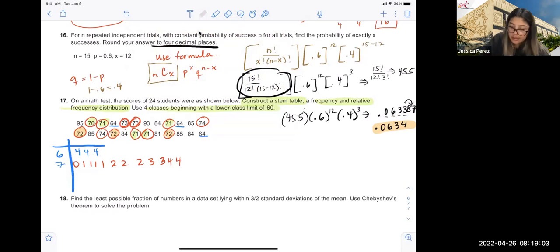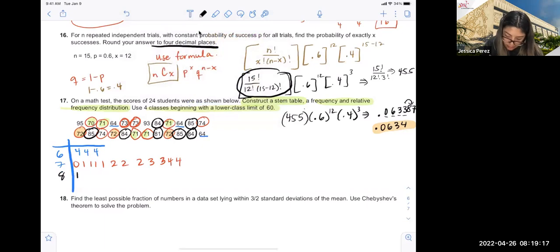For the 80s, how many 80s do you have? I have 1, 2, 3, 4, 5, 6, 7. So I should have helped in order. So I have 1 81, and then do I have any 82s? Now 83, 84, yes. I have 1, 2, 3, 84, 84.